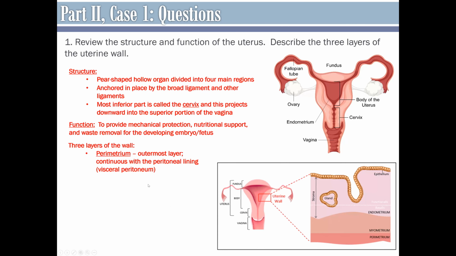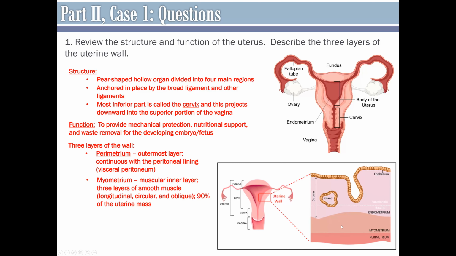So now let's look at the 3 layers of the uterine wall. So the outermost layer is called the perimetrium. And so this is going to be continuous with the peritoneal lining. So it would be the same thing as the visceral peritoneum on the uterus.